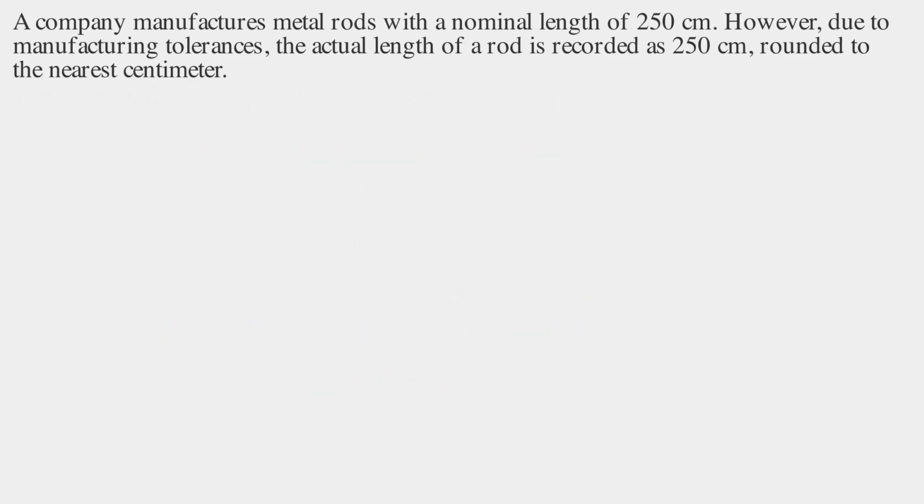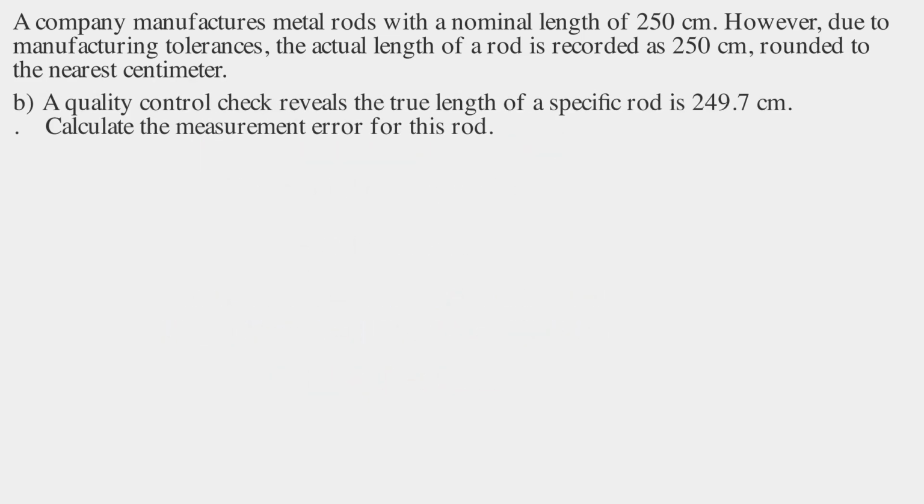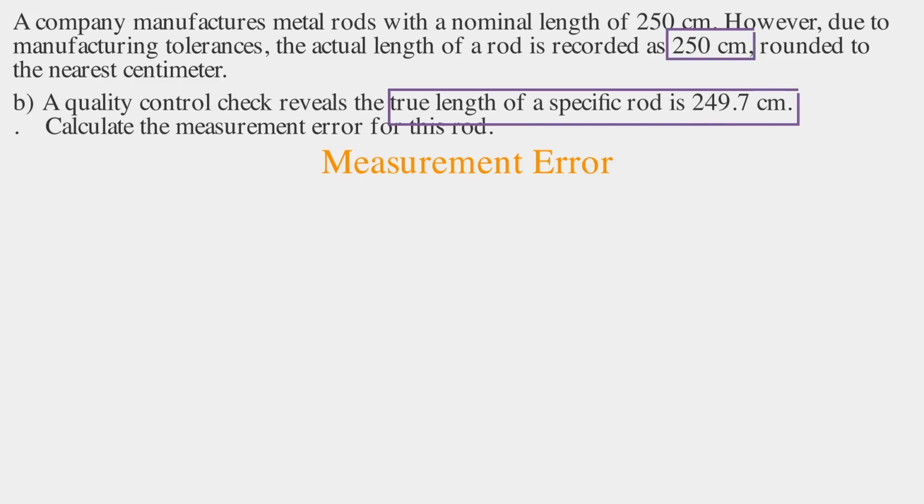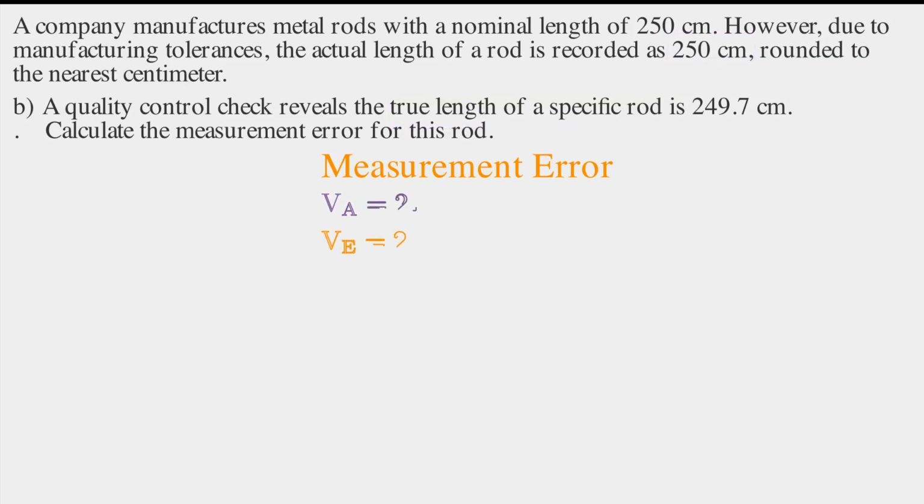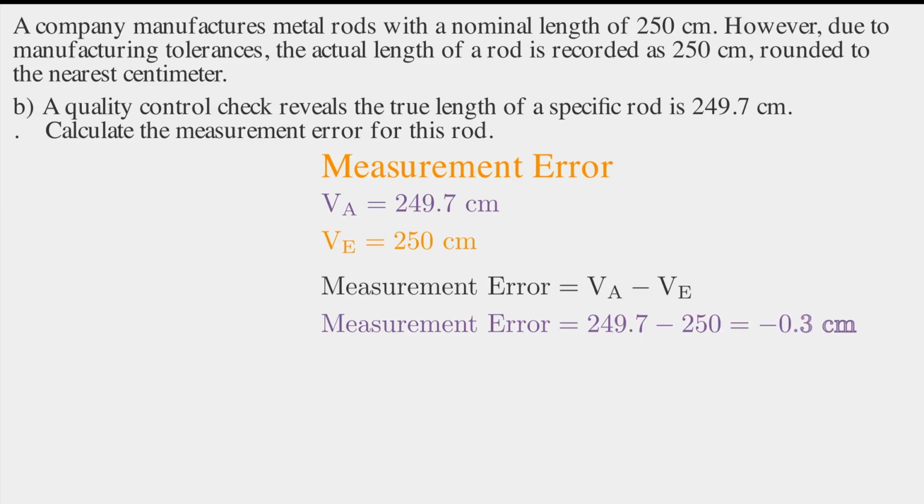For part B, we have to calculate the measurement error. Now, we know that the true length is 249.7 centimeters, and the measured length is 250 centimeters to the nearest centimeter. So V_A is 249.7 centimeters and V_E is 250 centimeters. The measurement error is V_A minus V_E, which means it's 249.7 minus 250, which is minus 0.3 centimeters. This is an overestimate.